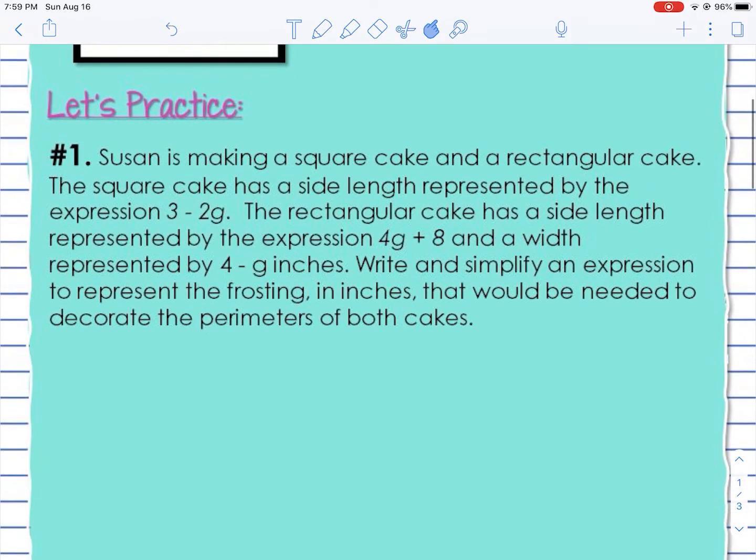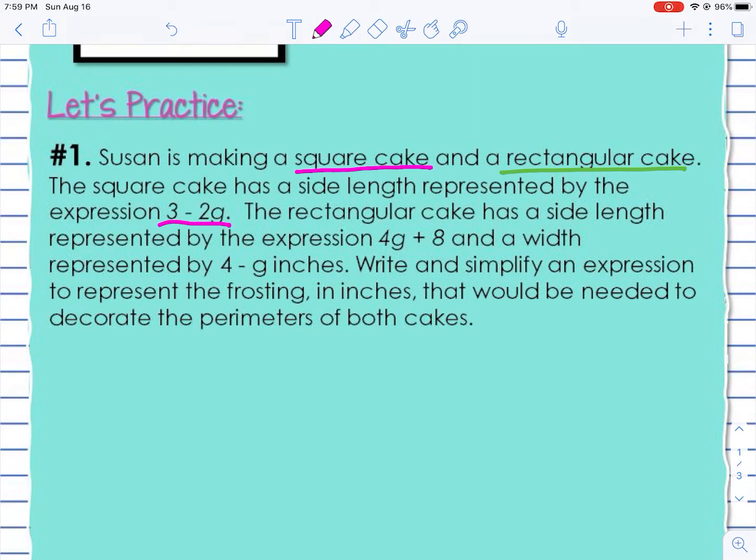Okay, so let's look at a few word problems together. The first one, whoops, my iPad just fell if you heard that big crash. It says, Susan's making a square cake and a rectangular cake. I'm already seeing some shapes here, so that might be important. I've got a square cake, and I've also got a rectangular cake. The square cake has a side length represented by the expression 3 minus 2g. That seems like it might be important.